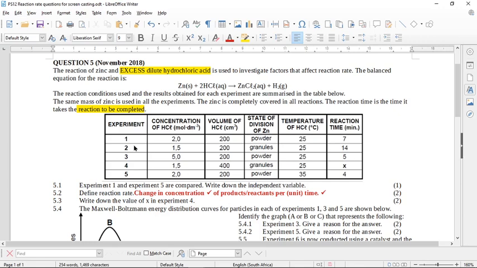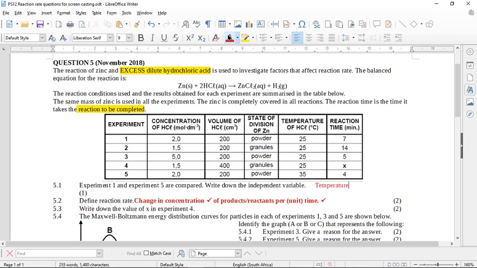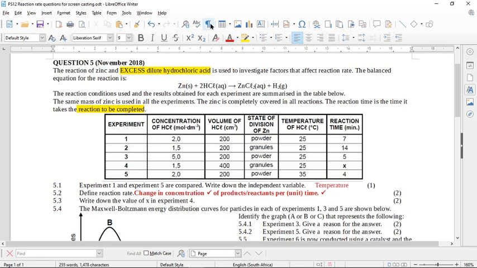Now remember, independent variable, independent I: what did I change? If we look at number 1 and number 5, the concentrations are the same. The volumes are the same. The state of division, powder and powder, is the same. If we look at the temperature, it's 25 and 35. So my independent variable here has to be temperature. That's the only reaction condition that I have changed.